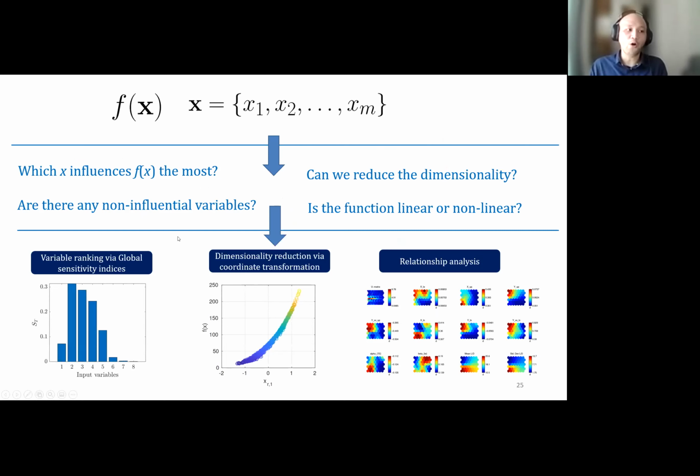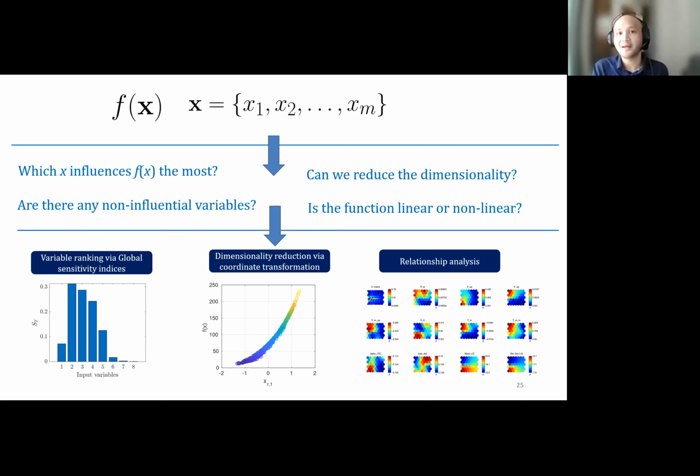Because what we want to know here is more than optimization. We want to take a peek at our design space and our objective functions. For example, here we have X, which is our design variables. We want to answer questions such as this. Which X influences f(x) the most? Or maybe you also want to answer questions such as, are there any non-influential variables? Or can we reduce the dimensionality?